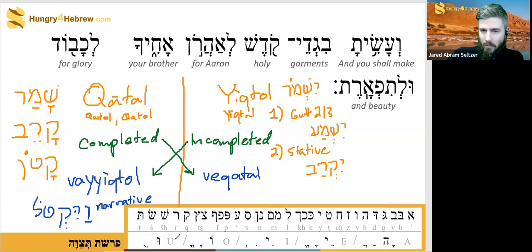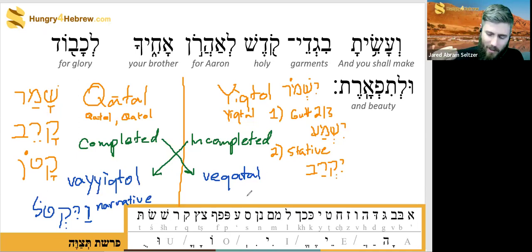Narrative, what does that mean? It means you're telling a story, and vayiktol tells you what happens next in the story. And then he did this, and then he did that. It's like Little Red Riding Hood or something. And then she went into the woods, and then she saw the big bad wolf, and each one of those, and then she did something, would be a vayiktol.